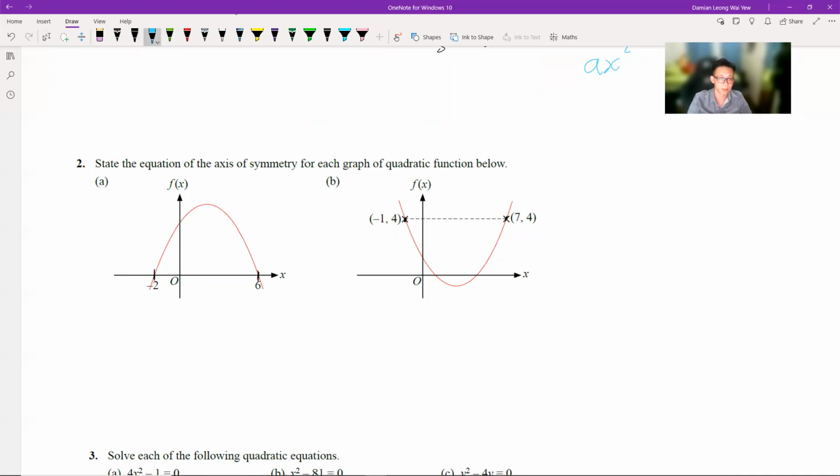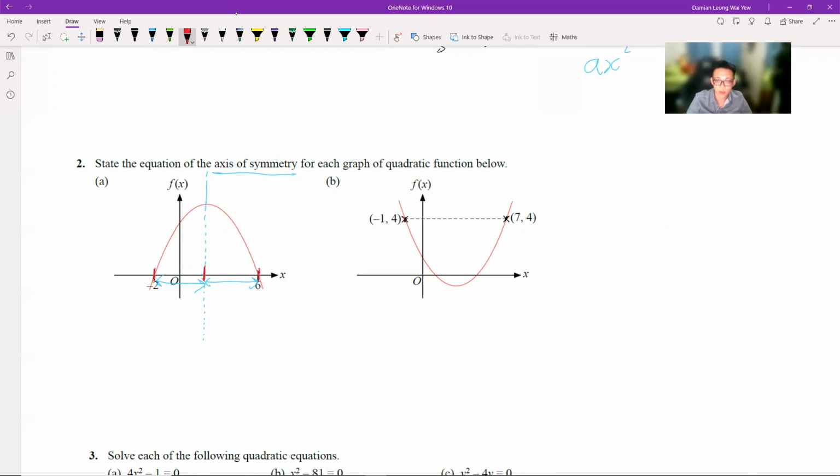Because basically a quadratic graph is symmetrical on the left and on the right. It's exactly the same. So if I cut right down the center, a straight line right down the center, that would be the axis of symmetry. In other words, the distance from here to here and from here to here is the same. So the x value right in the middle will be the midpoint of these 2 points.